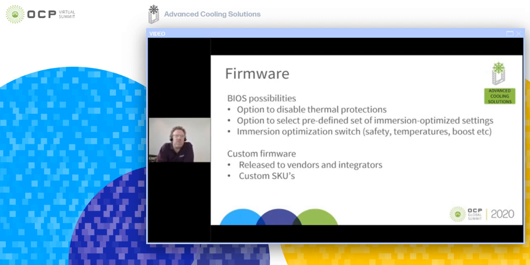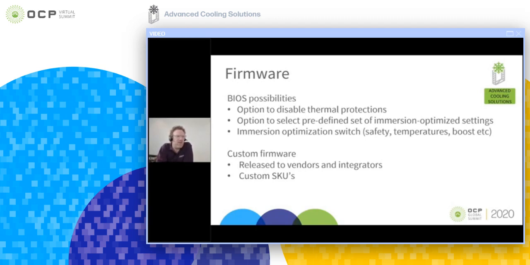There's, for example, an option to select a predefined set of immersion optimized settings, like what kind of intake temperature would be engaging, what kind of safety protocols. Another possibility would be to implement an immersion optimization switch, a physical switch, which affects safety or temperatures or boost settings, things like this.